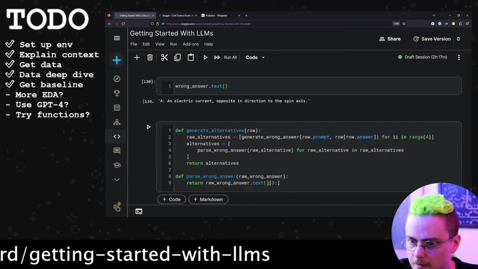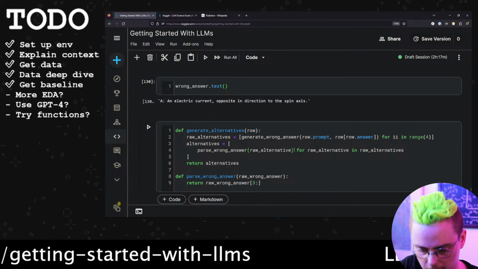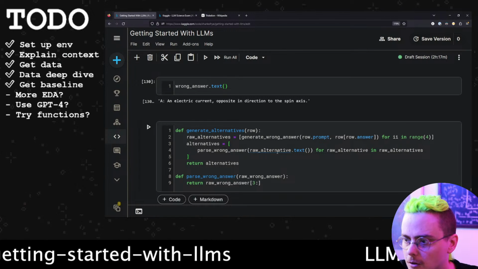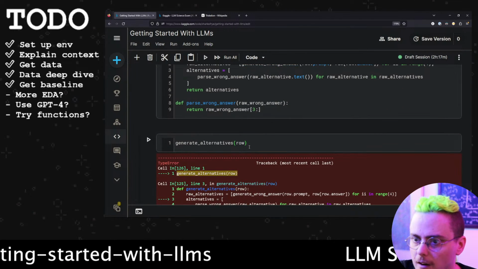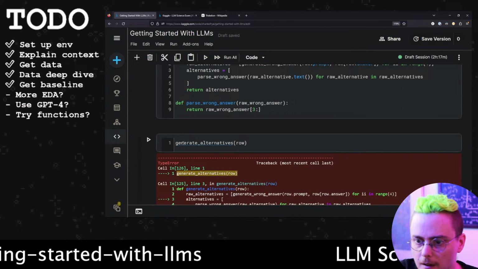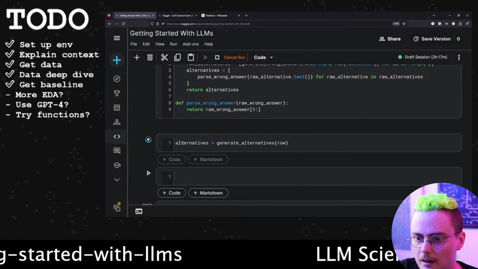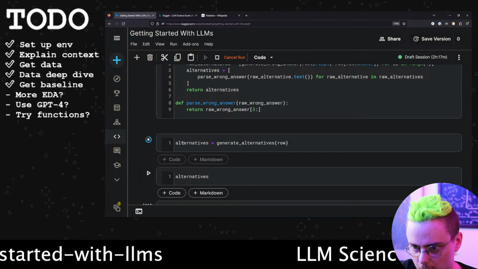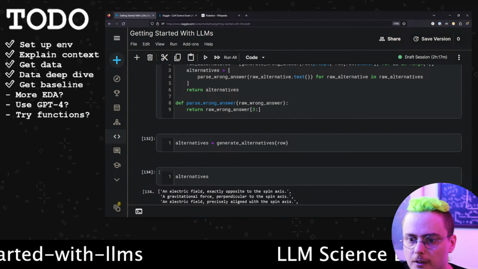You know what? The parse wrong answer shouldn't know anything about where things are coming from. So I think I'll just slightly refactor what I was about to do. We take the raw alternatives that come out, we do the text there. That seems cleaner to me. And then alternatives there. It'll take a minute to run because we're doing 4 language modeling calls. And then we'll take a look at those alternatives.